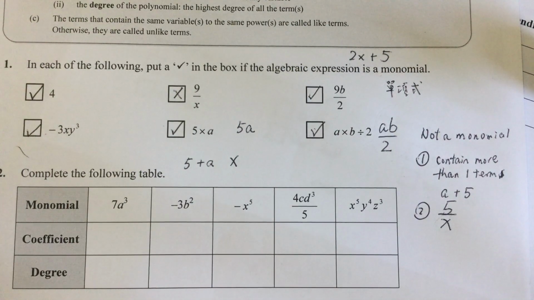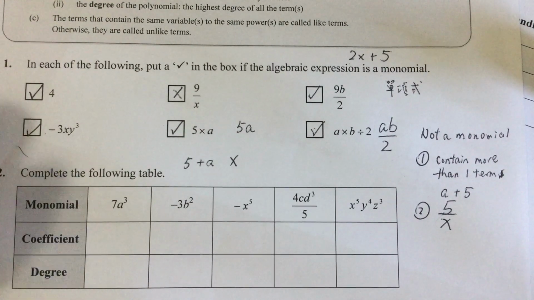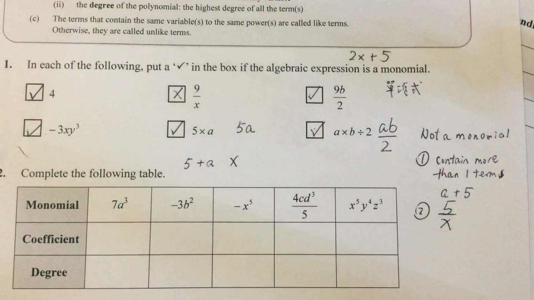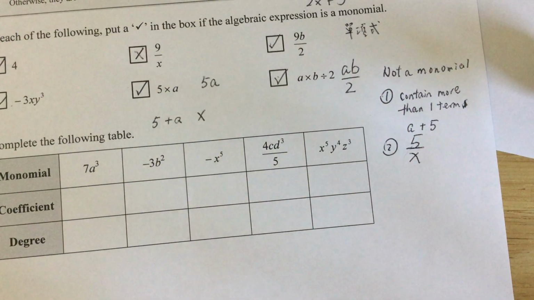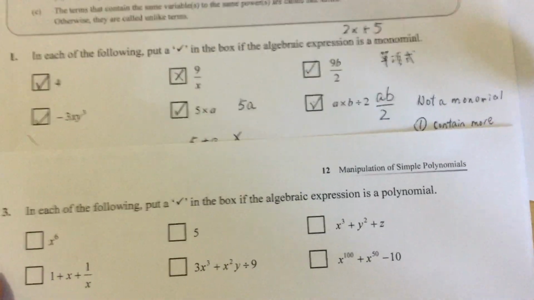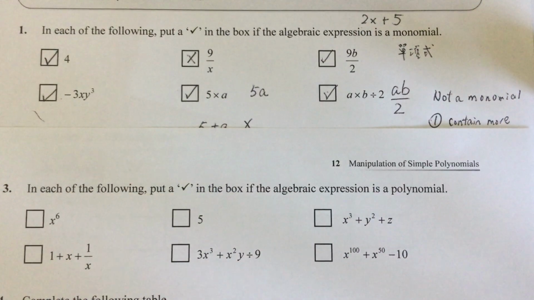Okay, so this is the first part of the question. We must know how to distinguish which one is a monomial and which one is not a monomial. Otherwise, we will go to the polynomial. Before we go to question 2, we'll go to question 3 first, because question 3 will talk about something called a polynomial. Okay, let's look at this one by one.